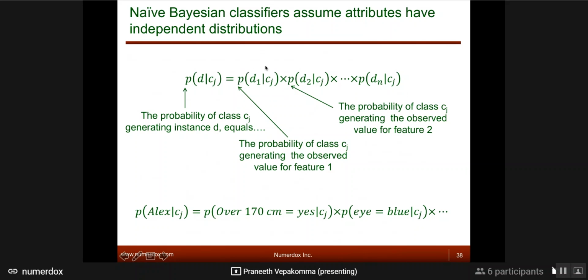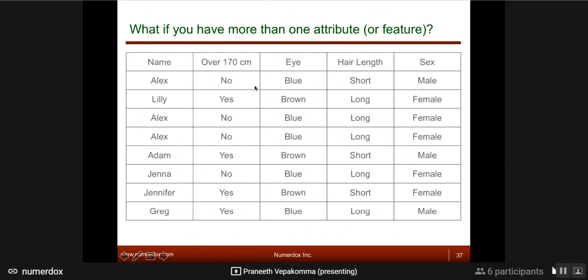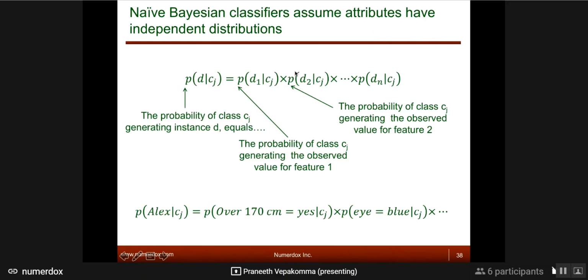Then what happens is, for a given class, say male, you want to see how many males have the name Alex, how many males have a no height of 770 centimeter or yes height of 1 centimeter, how many males have eyes blue versus black. So you compute all of those and you multiply those probabilities.